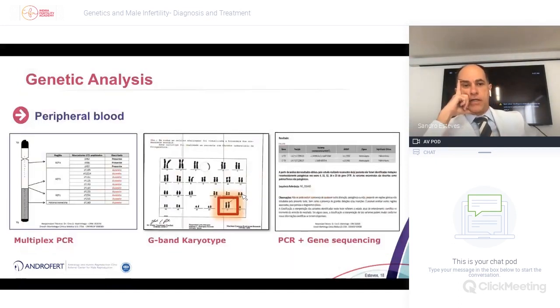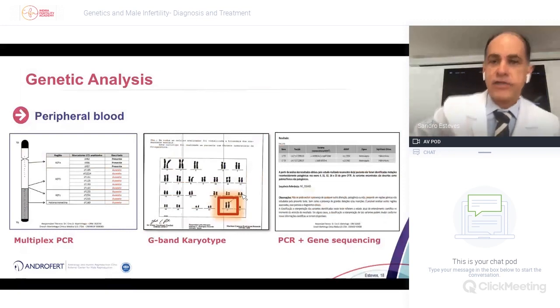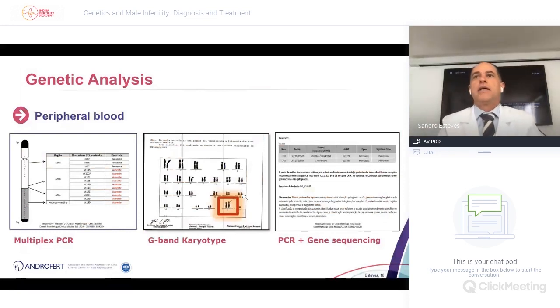So it's very easy to test because genetic analysis is quite widespread in infertility centers. Some infertility centers are running the tests themselves. Other centers are referring to a genetic clinic. In our case at Androfert, we are not running the tests in-house. We have a partnership with a genetic laboratory in which we take the blood. All the testing can be done with peripheral blood, and then we do the testing according to the type of analysis we are looking for.